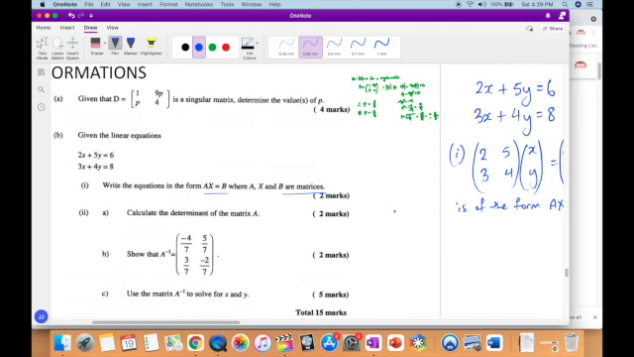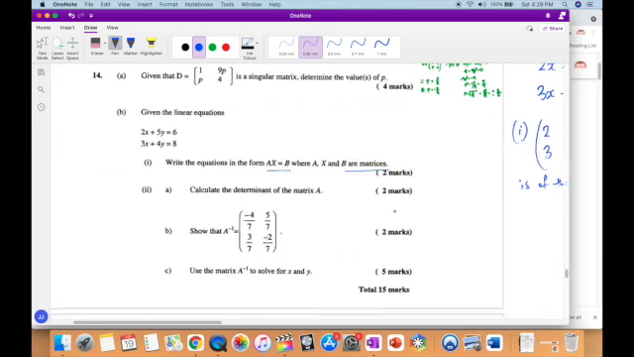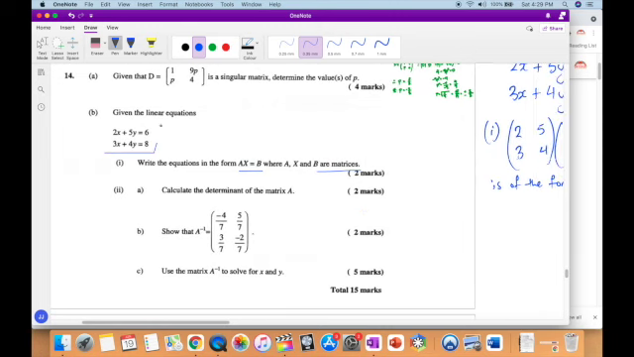Calculate the determinant of the matrix A. Well, I think you know where they're going with this, right? They basically take a simultaneous equation question and say, first you had to calculate the determinant of A, then you had to show that A inverse is this. They did not trust you to figure out A inverse yourself. They actually gave you A inverse, just in case you got it wrong, so you would not get the next part wrong. Use the matrix A inverse to solve for x and y. So it's essentially a simultaneous equation question, but in pieces.